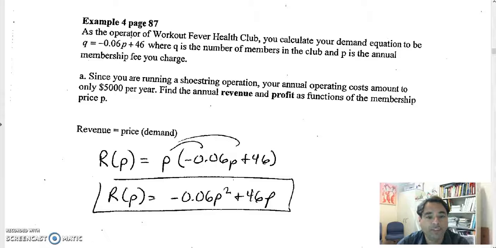So really important that you understand input, output. P is the annual price for a gym membership. Q is the number of members. And then we first need to find revenue. This is demand, not revenue. So to convert demand to revenue, like we saw in the previous problem, you take P times Q, distribute the P, so our revenue is negative 0.06P squared plus 46P. Again, input, P, price of an annual membership, and R is revenue if you charge that price.